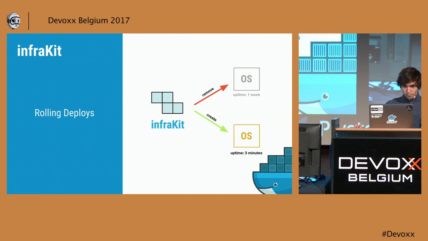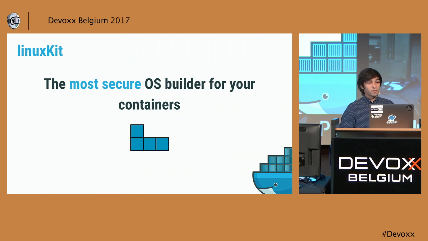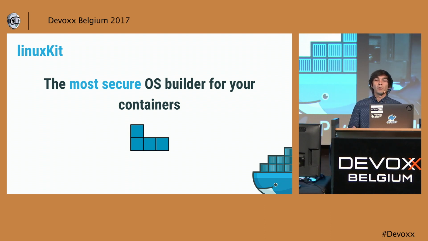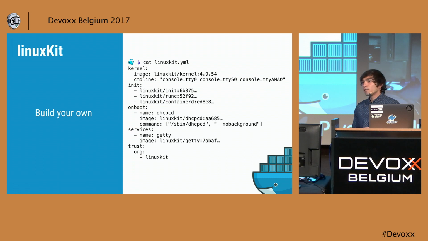That's Infrakit. I'd like to now move on to our next tetromino, LinuxKit, which is an OS builder for your containers. Not an OS itself. It's not like Ubuntu or Debian or Fedora, but it's like a builder. And to show you what that means, this is how you specify an OS with LinuxKit. It's completely YAML-based, and whatever is in the YAML is exactly what will go into the LinuxKit-based OS, and nothing more.